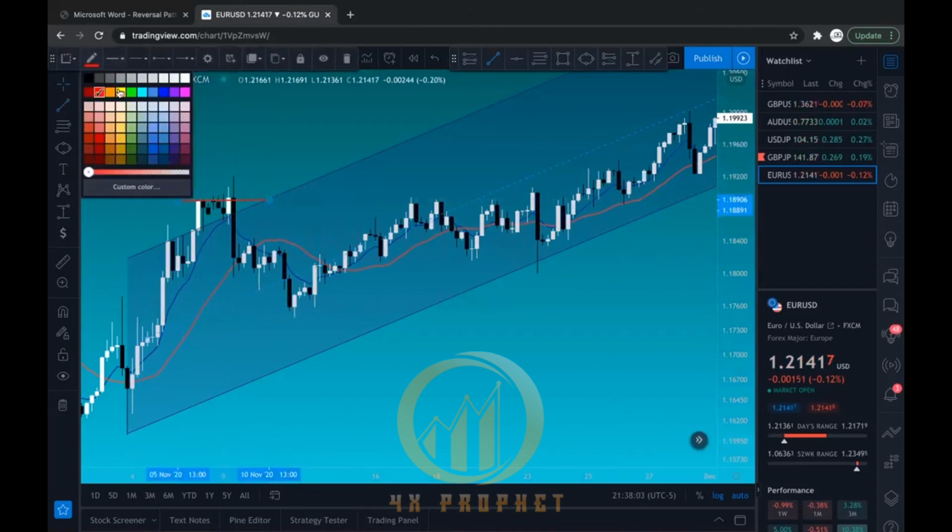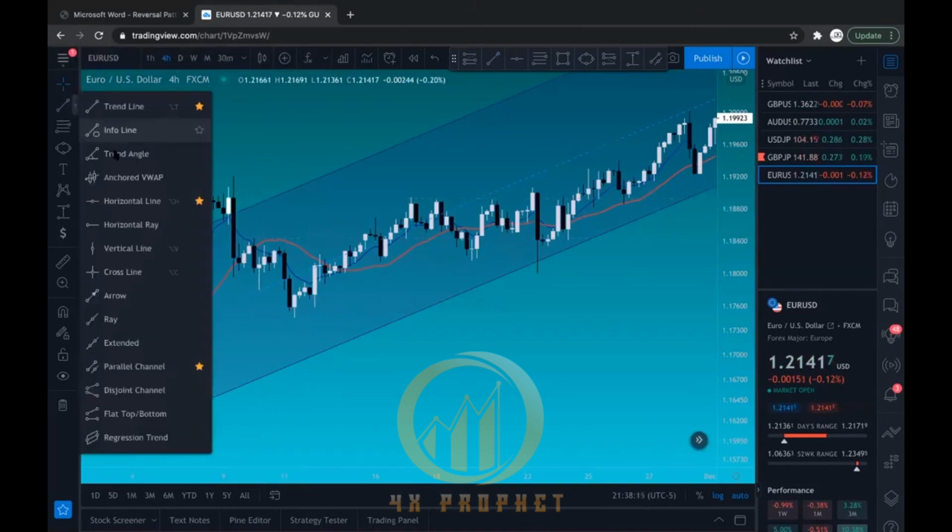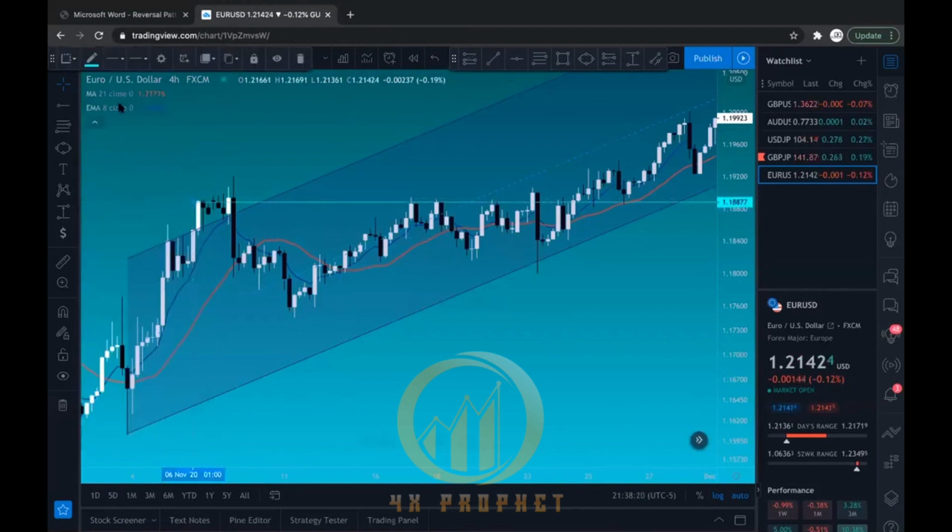And what a horizontal ray does, because I'm on a 4-hour, I'd make this orange. You always want to color code your stuff, right? But let me just delete this. I want to show you what a horizontal ray does. It doesn't bring it into the past, it only brings it into the future. So you go to the horizontal ray and you do it from right here. Super simple, right? Now it draws the resistance line to the future. It changes color to orange. Now what you want to do is monitor the breakout on this resistance line. So as you see, the market found a new resistance, came down, tested it, came down, opened back up, tested it. So as you see, it's playing in this area.